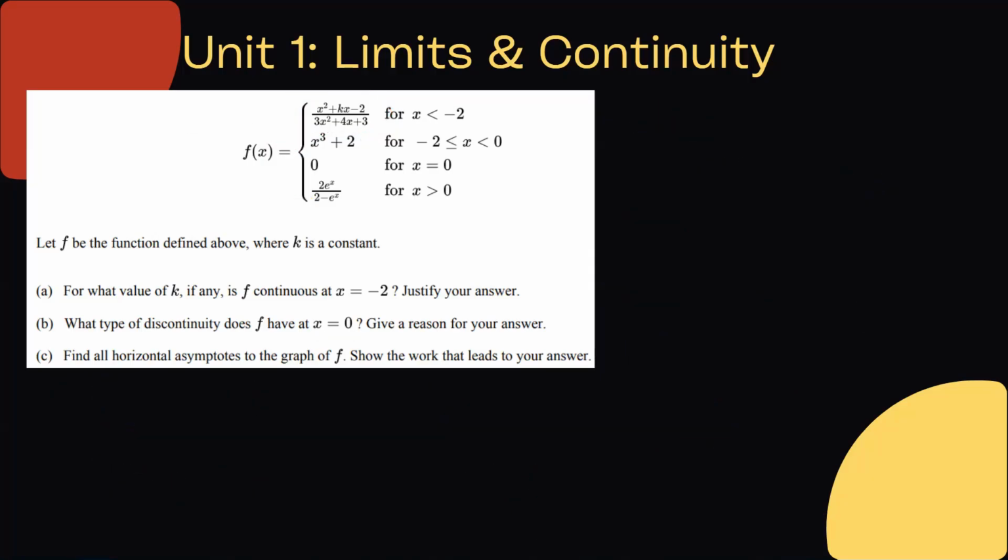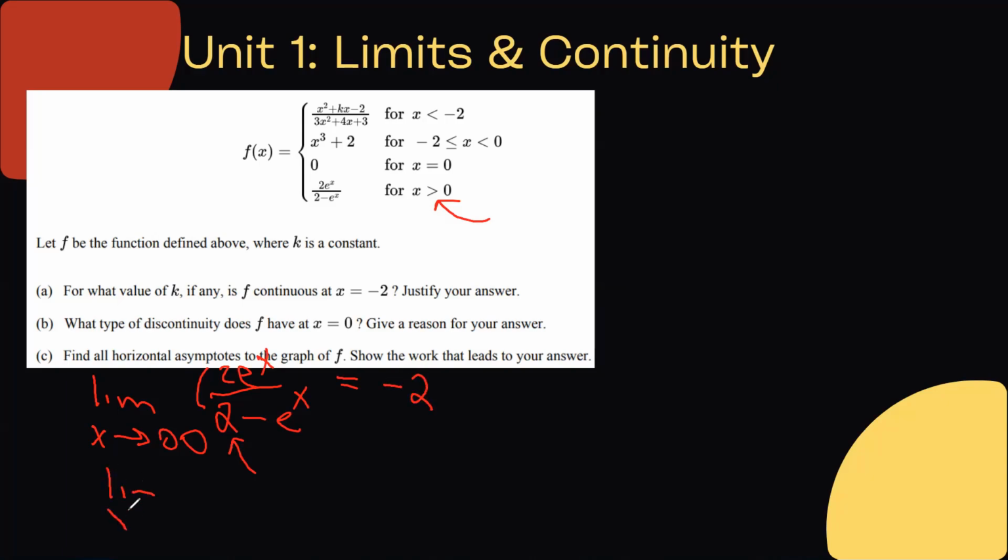Part C, find all horizontal asymptotes, show the work that leads to your answer. In order to get a horizontal asymptote, you need to take the limit as x approaches positive infinity, which would be this last piece is what we're going to use. So we take the limit of 2e^x over 2 minus e^x. At infinity, we would have e^x going off to infinity, and then the denominator would also grow with e^x. The 2 here wouldn't really make any difference at infinity. But since the denominator's e^x is being subtracted, it's going to make the limit approach -2.